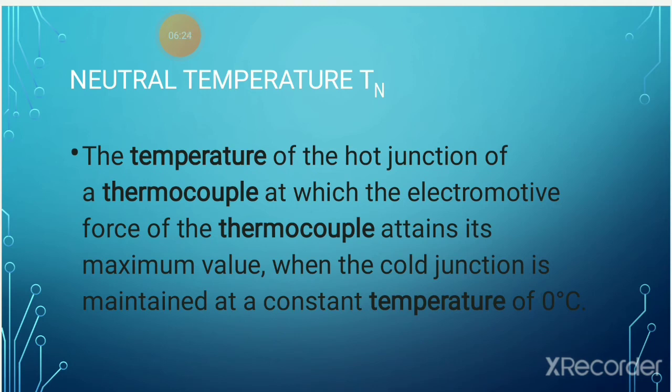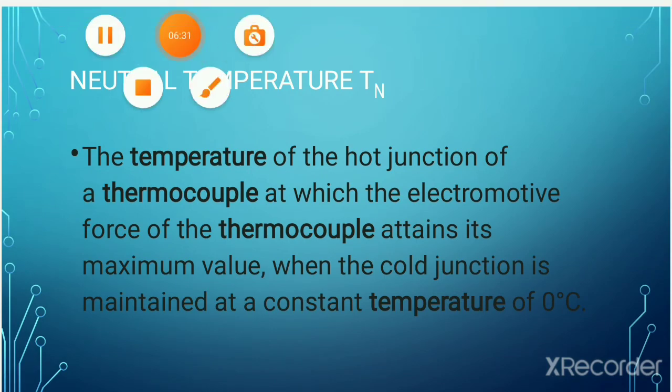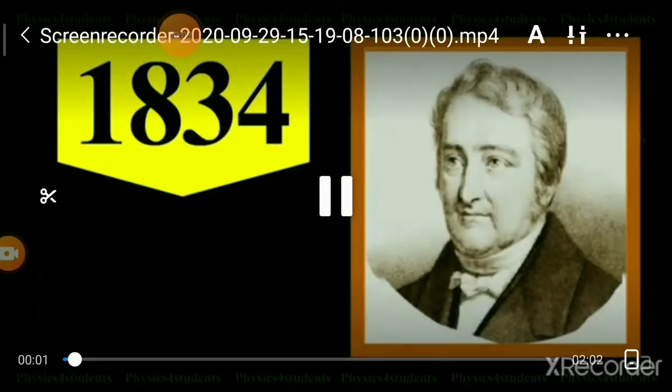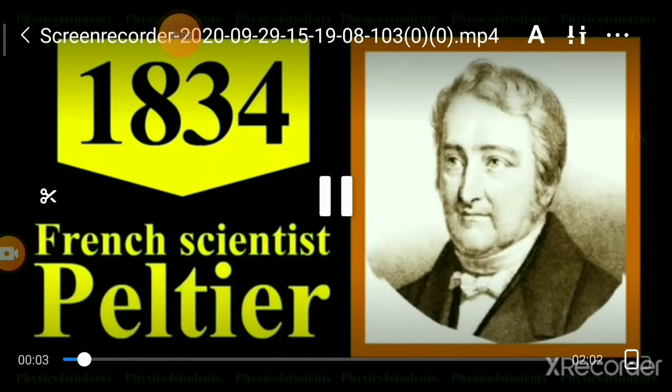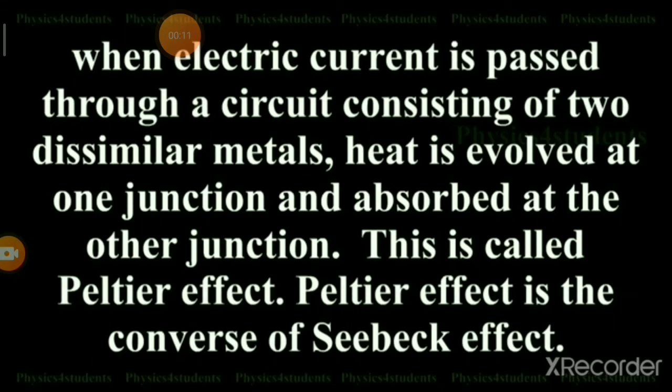Next we see the Peltier effect. In 1834, the French scientist Peltier discovered the Peltier effect. According to him, when electric current is passed through a circuit consisting of two dissimilar metals, heat is evolved at one junction and absorbed at the other junction. This is called the Peltier effect. The Peltier effect is the converse of the Seebeck effect.